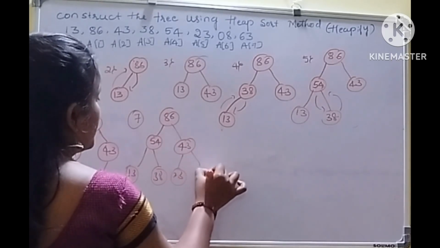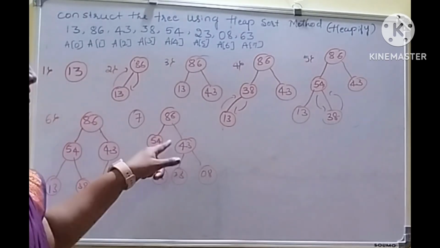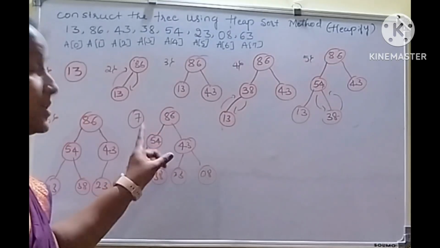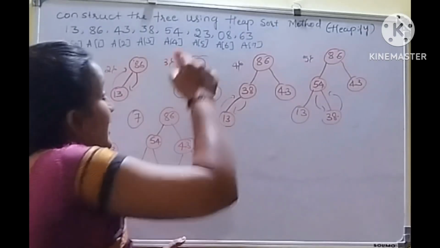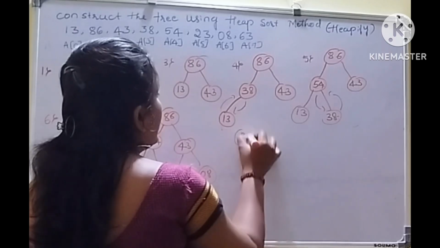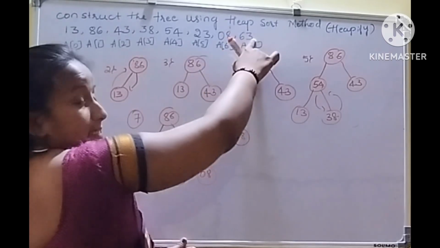8, I have to push it here only. These are two child nodes and this is a parent node, so no need to change, write it as it is, no need to exchange the values because the rule is accepted. The last node is what? The 8th step, we have to push 63 here.